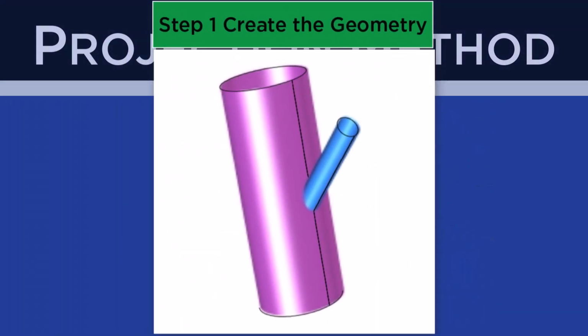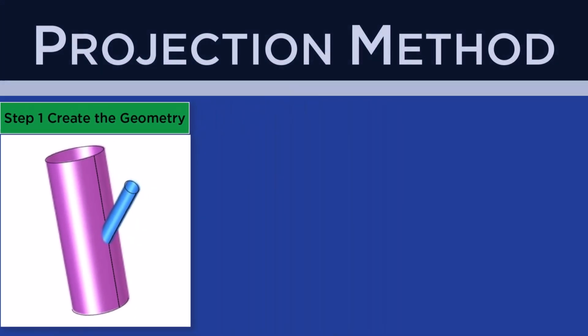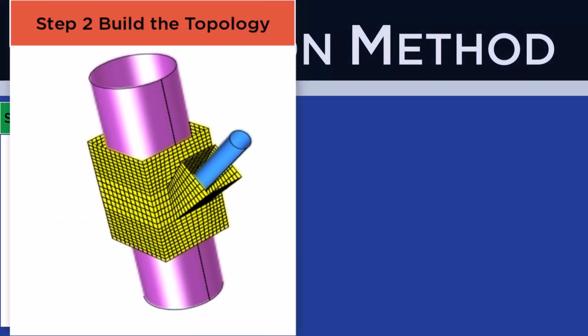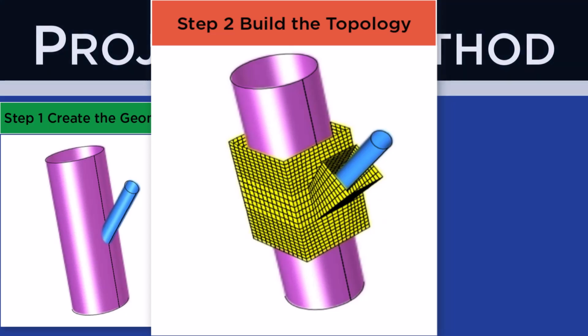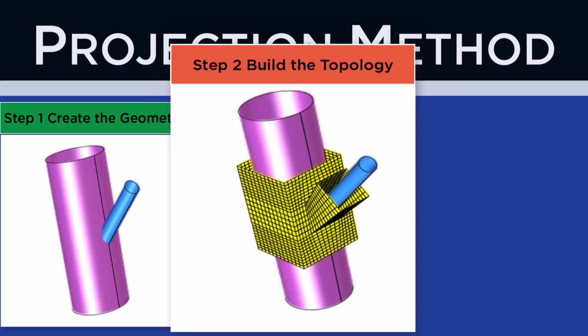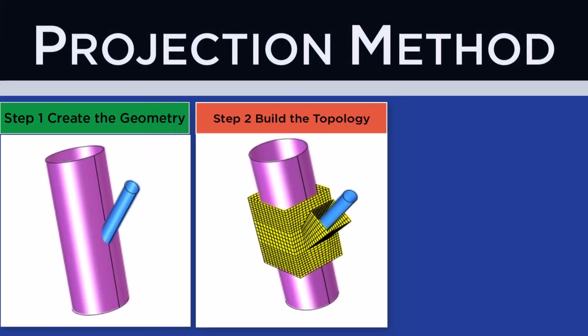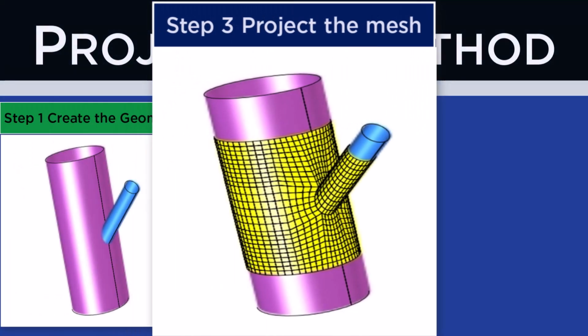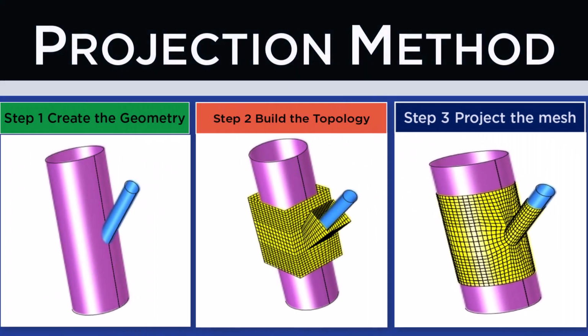Step 1 is to create the geometry by defining the geometry using TrueGrid or by importing it from a CAD data file or a combination of both. Step 2 is to build the topology of a crude approximation of a mesh and then move it into position near the geometry. Step 3 is to project the mesh onto the desired surfaces. Notice that the edges of the mesh that are common to both pipes are automatically placed at the intersection.